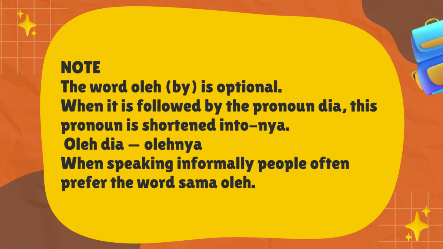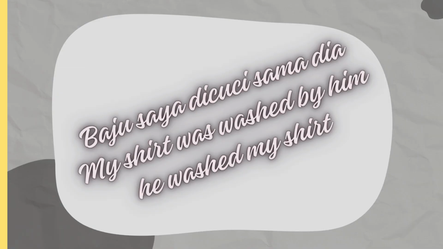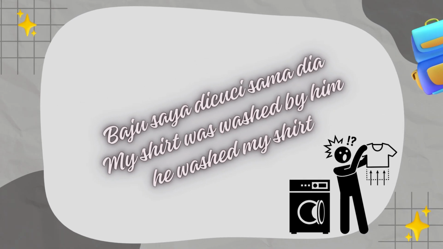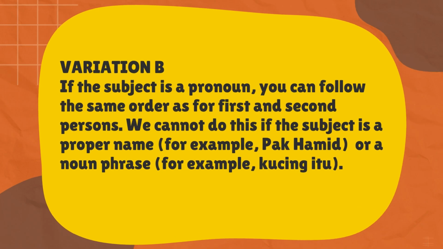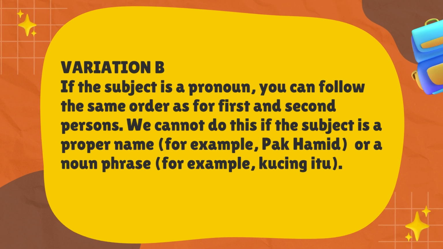When speaking informally, people often prefer the word sama over oleh. Baju saya dicuci sama dia. My shirt was washed by him. He washed my shirt. Variation B. If the subject is a pronoun, you can follow the same order as for first and second persons. We cannot do this if the subject is a proper name, for example, Pak Hamid, or a noun phrase, for example, kucing itu.